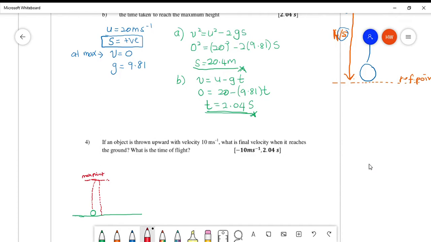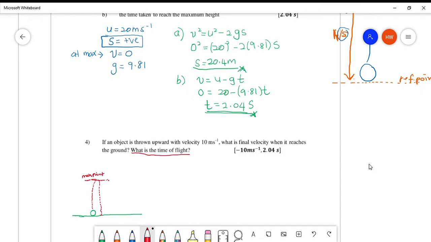What is the time of flight? Okay, berapa time of flight dia? Okay, macam mana nak cari time of flight? Maksudnya berapa masa dia di udara. Time of flight ni how long dia travel daripada point asal ni sampai dia jatuh balik dekat tanah. Okay, so that is what it meant by time of flight.